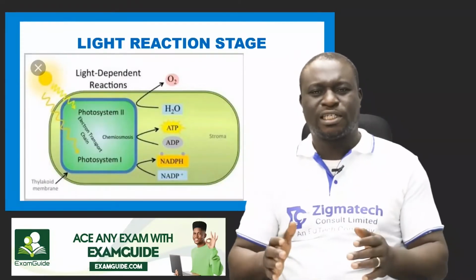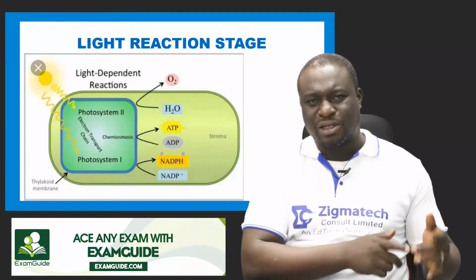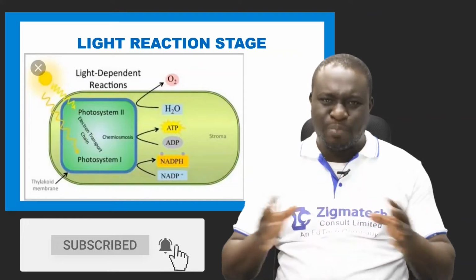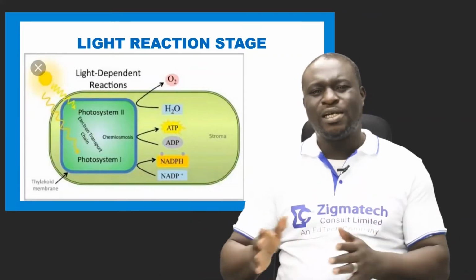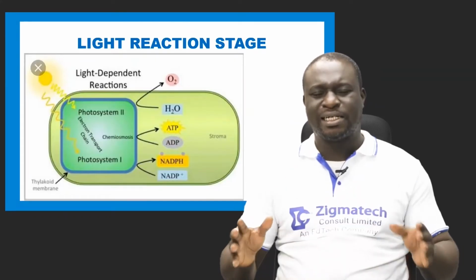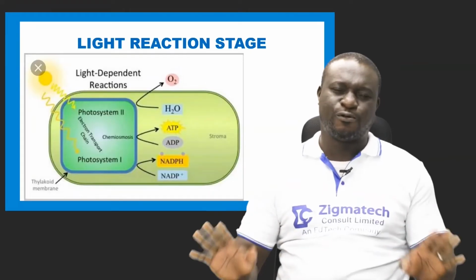Now, this process is called photolysis of water. Remember, photo talks about light. Lysis, L-Y-S-I-S, talks about splitting of water. So photolysis of water is simply the process by which water is split by light. Okay, so that's the first thing that happens, photolysis.